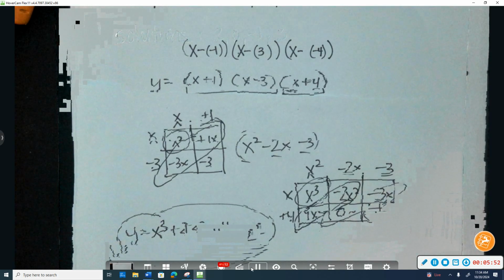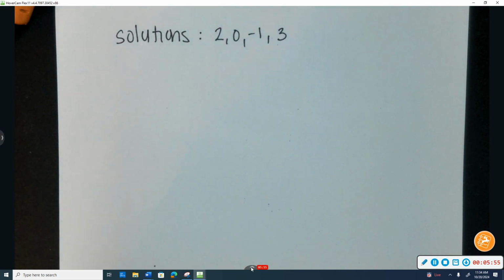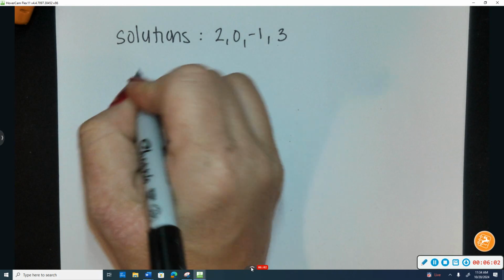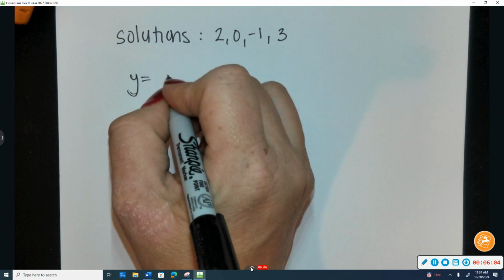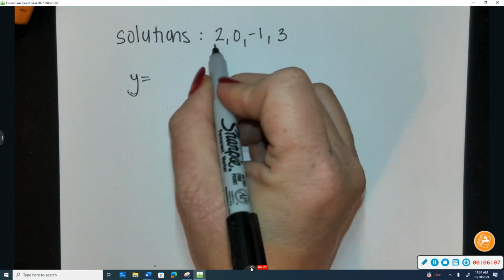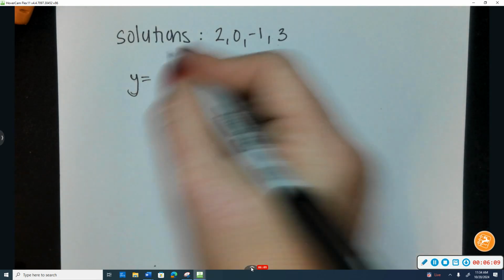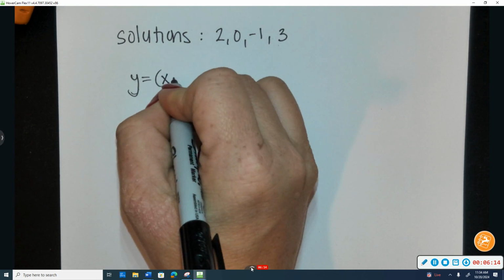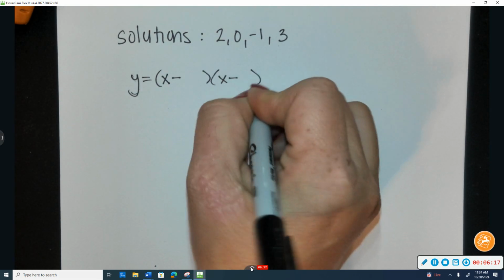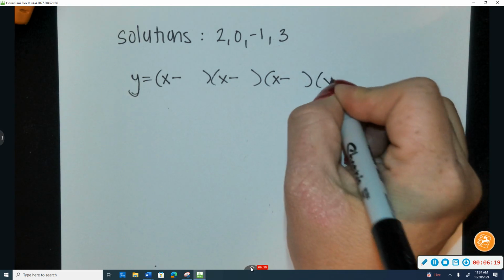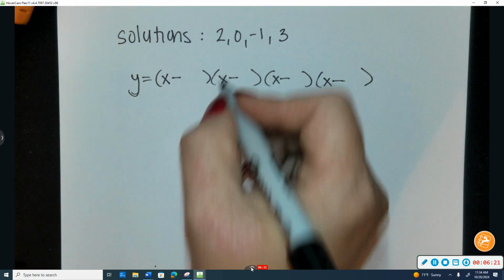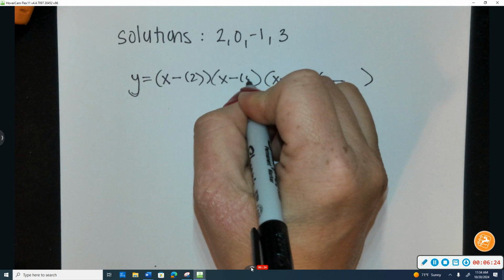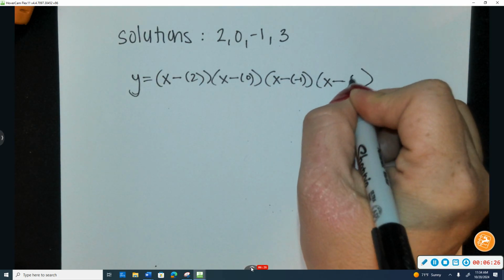Let's look at example number 2. Now, example number 2 is also going to be on the less complicated end of this, especially when we look at example 3 and 4. So I'm going to start by writing this out. This is called factored form, and so I want to produce a polynomial equation that has exactly these roots. So I'm going to go with x minus, x minus, x minus, and x minus. And now in these positions, I'm going to put in a 2, a 0, a negative 1, and a 3.